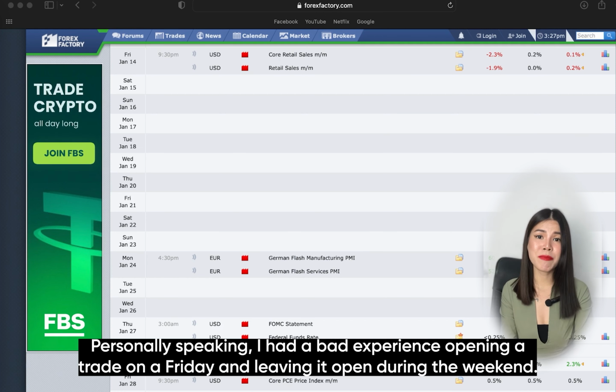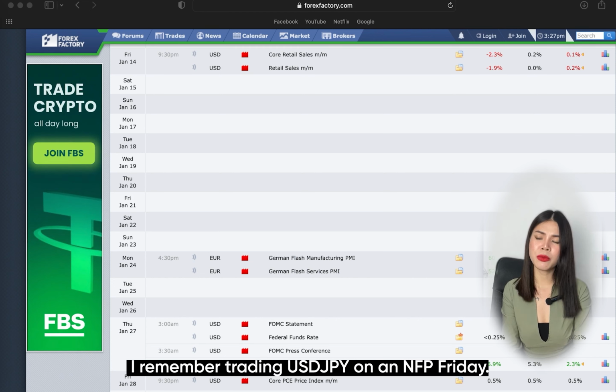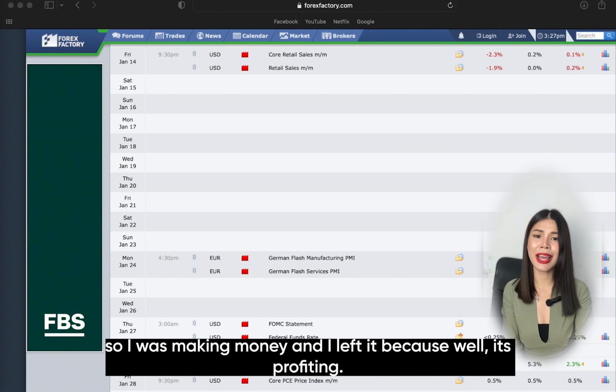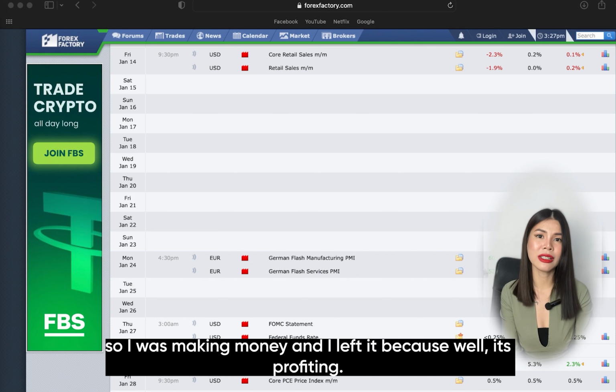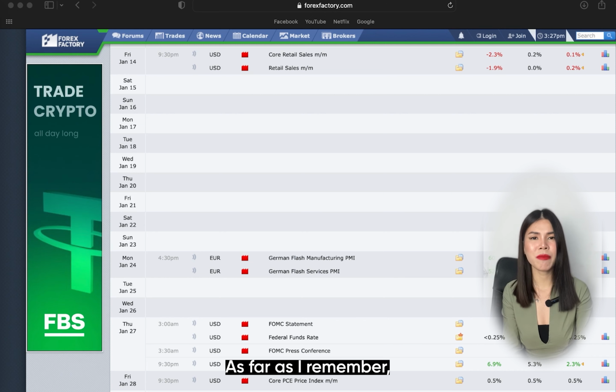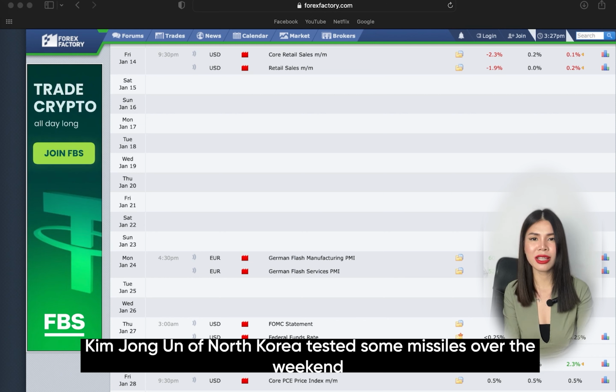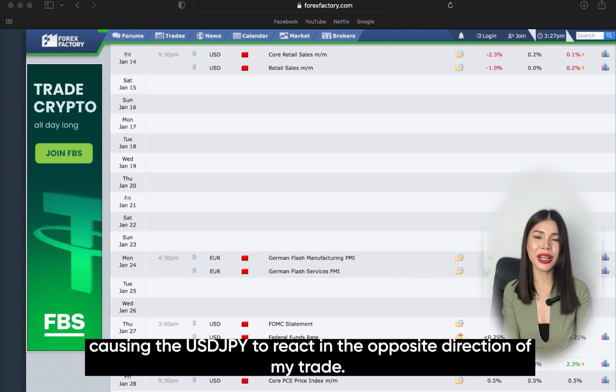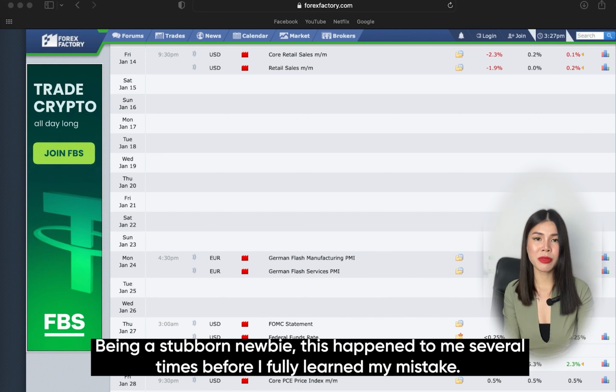Personally speaking, I had a bad experience opening a trade on a Friday and leaving it open during the weekend. I remember trading USD JPY on an NFP Friday. So I was making money and I left it because, well, it's profiting. But something happened during the weekend. As far as I remember, Kim Jong-un of North Korea tested some missiles over the weekend, causing the USD JPY to react in the opposite direction of my trade. Being a stubborn newbie, this happened to me several times before I fully learned my mistake.